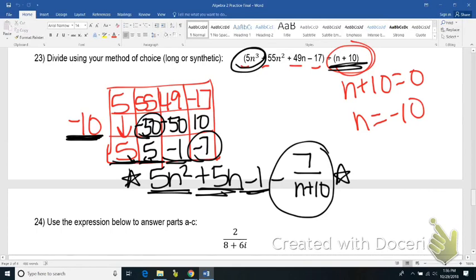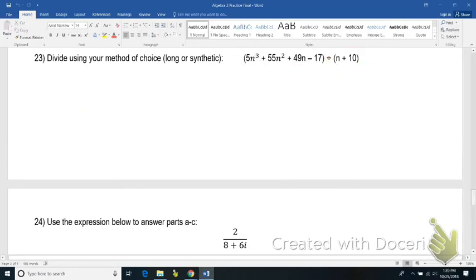Okay, we're coming near the end. Sorry I went over.